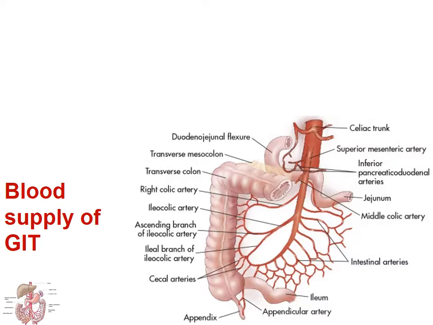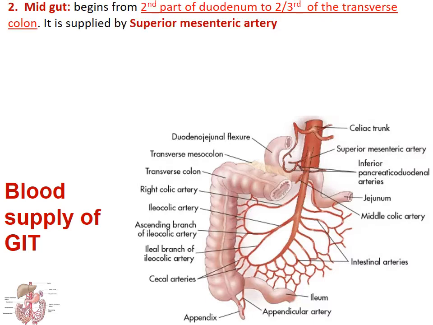Now this is the next slide related with the blood supply of the digestive system. Here we can see the midgut, which is mainly supplied by the superior mesenteric artery. The first branch of the superior mesenteric artery is the inferior pancreatico-duodenal artery that supplies the head of the pancreas and the duodenum.